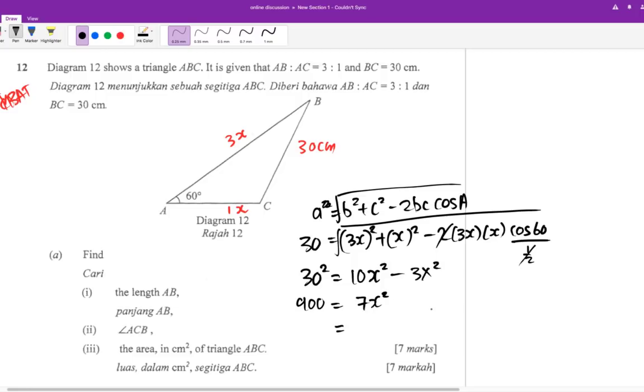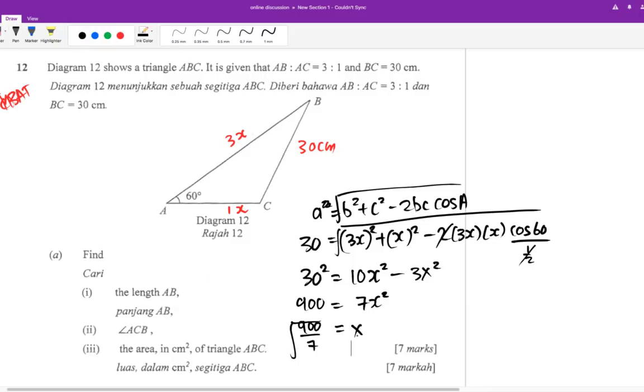Okay, so I hope my answer is correct because it's a bit weird for me. So x squared is 900 divided by 7. 9x squared plus x squared is 10x squared. Cos 60 is 1 over 2, which is correct. Simplified, 3x times x is 3x squared. Okay, so x equals the square root of 900 over 7.